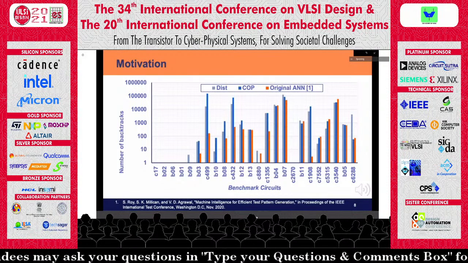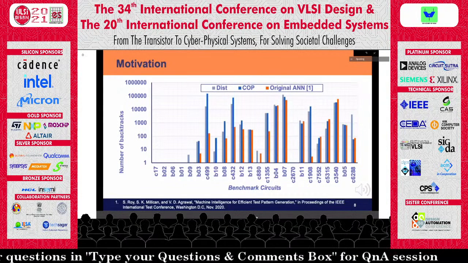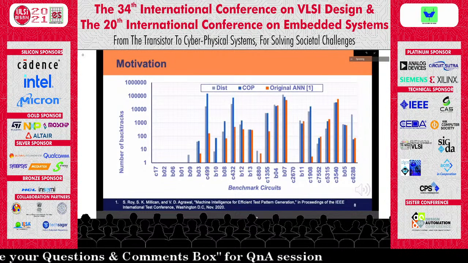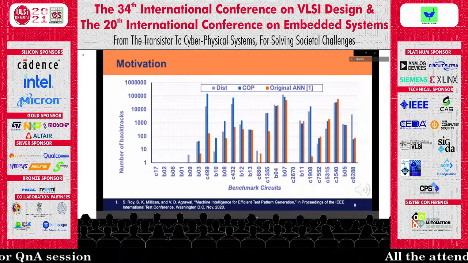This figure compares the total backtracks with those of conventional PODEM using distance and COP heuristics. One difference in our evaluation procedure, as stated in the ITC study, is that we did not include backtracks from aborted faults. We refer to the ITC study's ANN as the original ANN to distinguish it from the ANN developed in this study, identified as the new ANN.